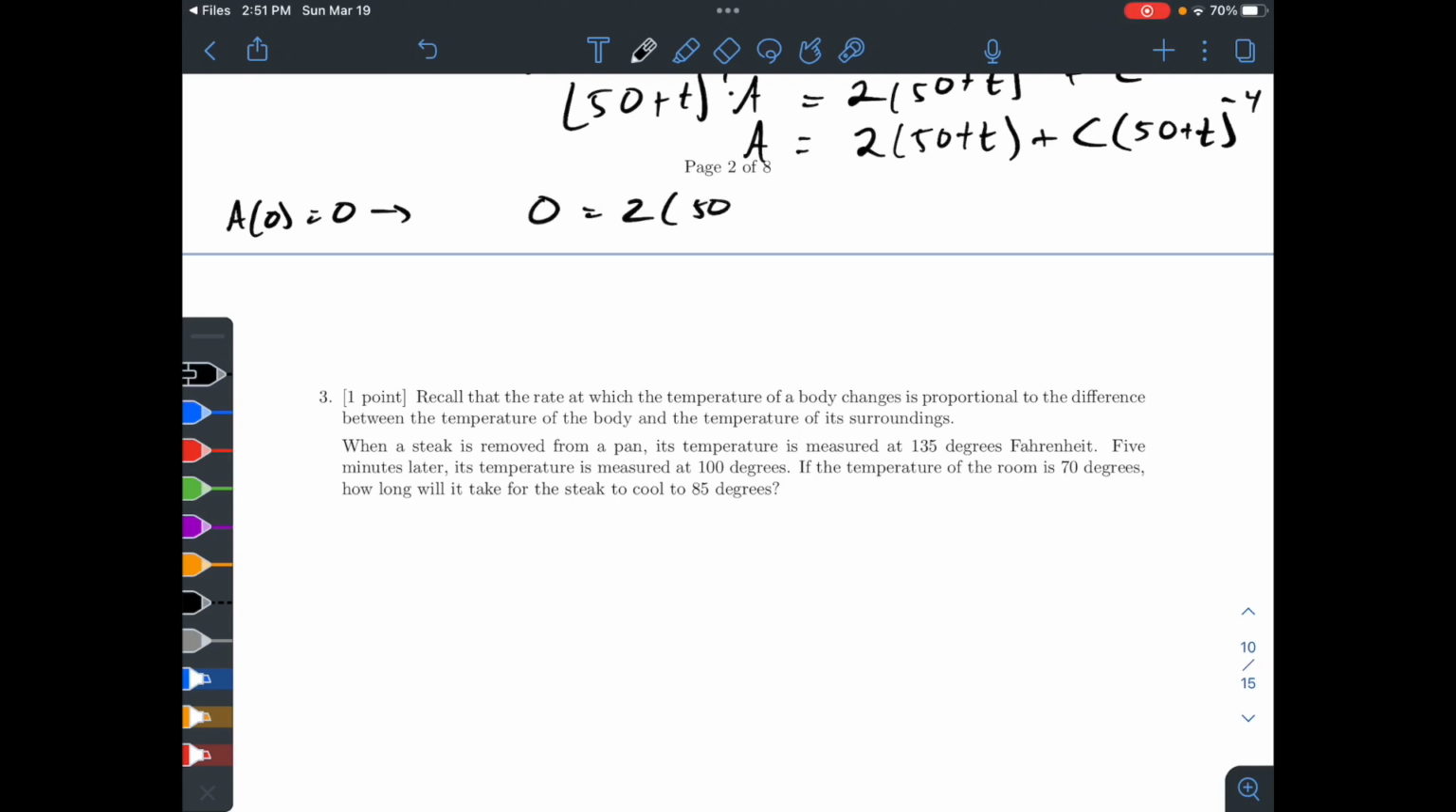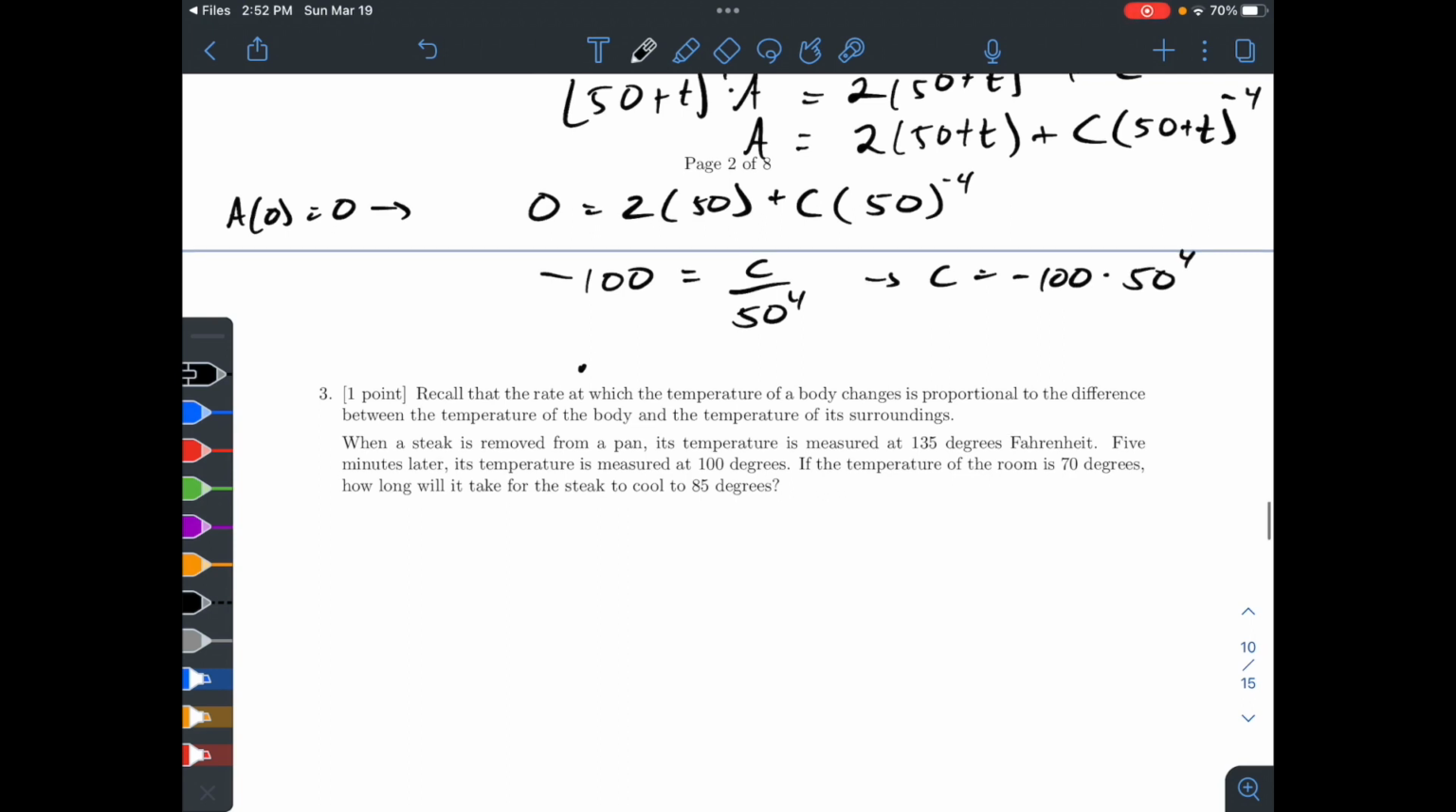So we get 0 is equal to 2 times (50 plus 0) plus c times (50 plus 0) to the negative fourth. And then we can solve for c. So I can subtract 2 times 50 on both sides. That's just 100, right? And this is c over 50 to the fourth. So c is equal to negative 100 times 50 to the fourth.